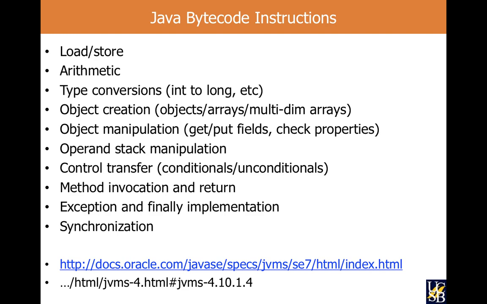We need to be able to perform operations, and we're going to do that with what's called an operand stack, and I'll talk about that more. We need to be able to jump around in the code, maybe with conditionals like if-then-else or gotos. We need to be able to invoke methods and return from them. We need to handle exceptions, and we need to perform synchronization. All of this is built into the bytecode instruction set architecture for any language, but we're going to focus on the Java language here. So let's talk about this operand stack.